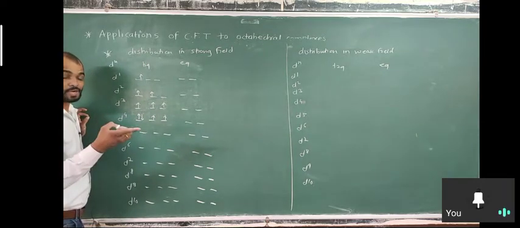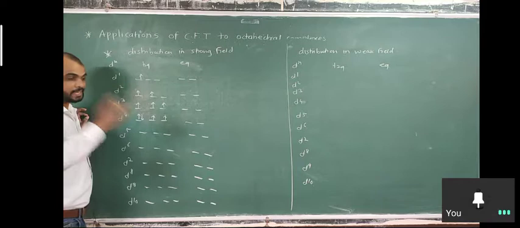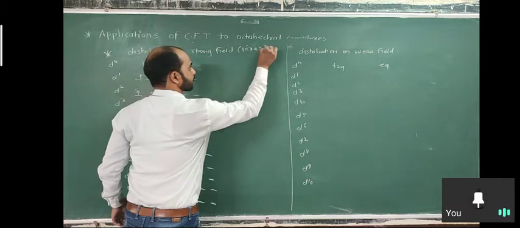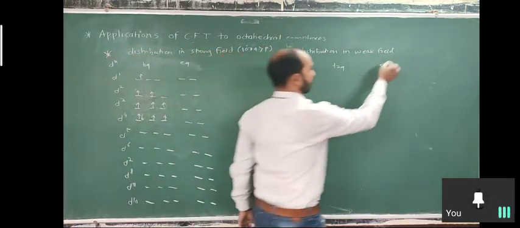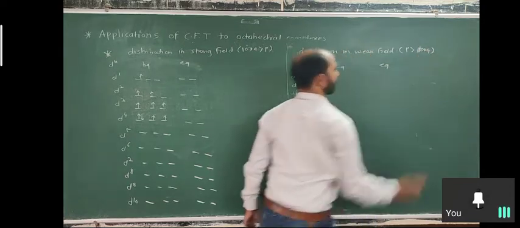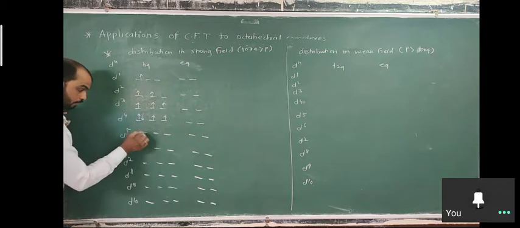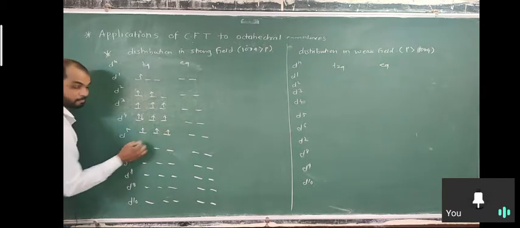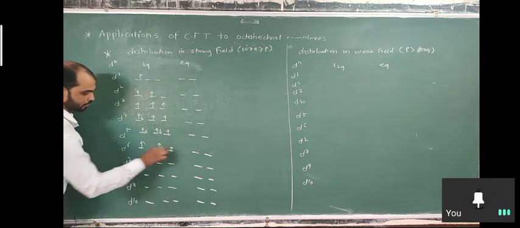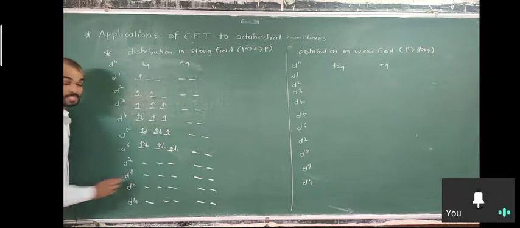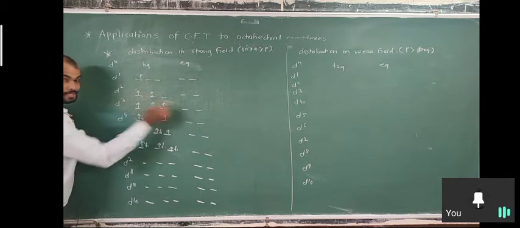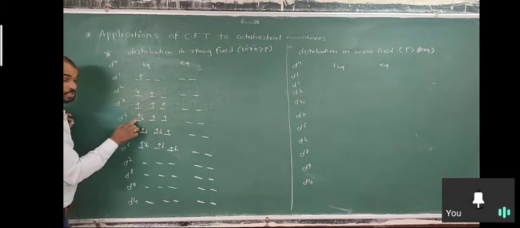That means 10 Dq is larger than the pairing energy. So in a strong field 10 Dq is larger than pairing, and on the other side pairing is larger than 10 Dq. For the fifth, first, second, third, fourth one is here, fifth one is here. First, second, third, fourth, fifth, and sixth is here. We use the above principle, that means lower orbitals are filled first, then higher. Hund's rule of multiplicity is here.